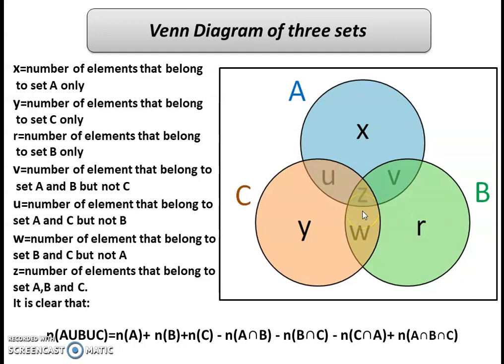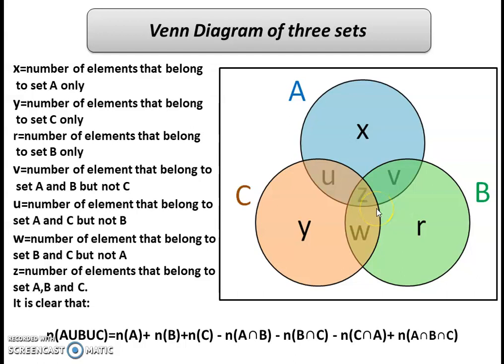In similar way, you can see V represents number of elements that belong to A and B but not C, right? And W represents number of elements that belong to set C and set B but not set A. And here Z represents number of elements that belong to all sets A, B and C.